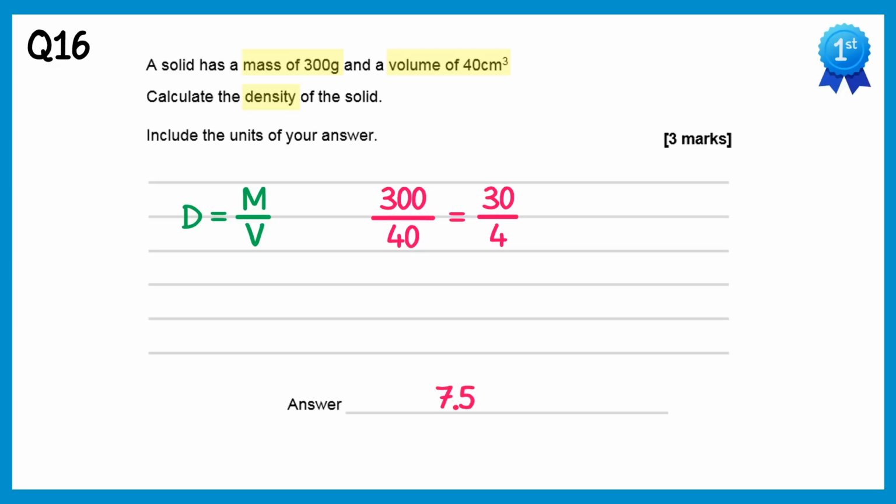The question also has an extra mark though. It says include the units of your answer. The units of density will be made up from the units of mass and the units of volume. So it's grams per centimetre cubed because our mass was in grams and our volume was in centimetres cubed.